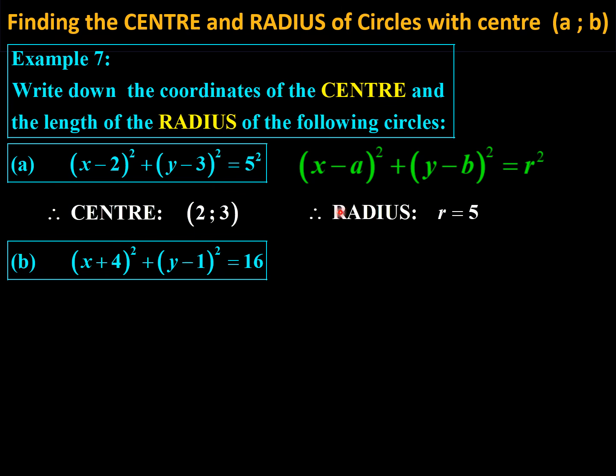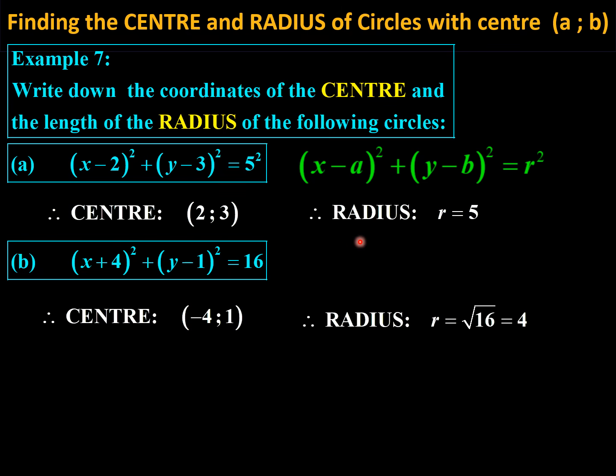Let's compare that. So there's negative A and there's positive 4. So what should A be? That's correct. A should be negative 4. There's negative B and there's negative 1. So B is just 1. And the radius, there it says r squared. So r squared is 16. So r will be, that's correct, the square root of 16, which is equal to 4.